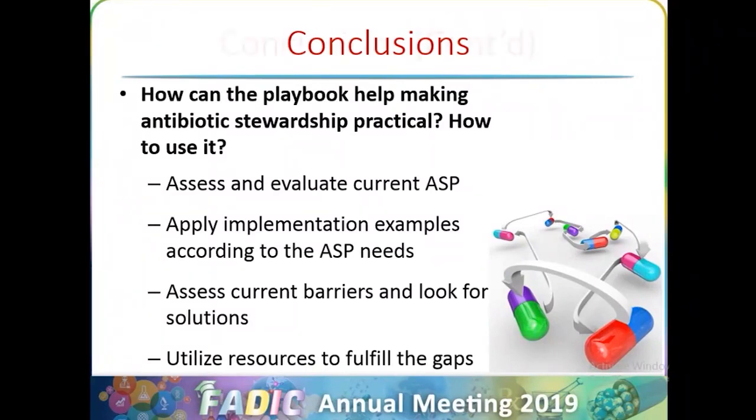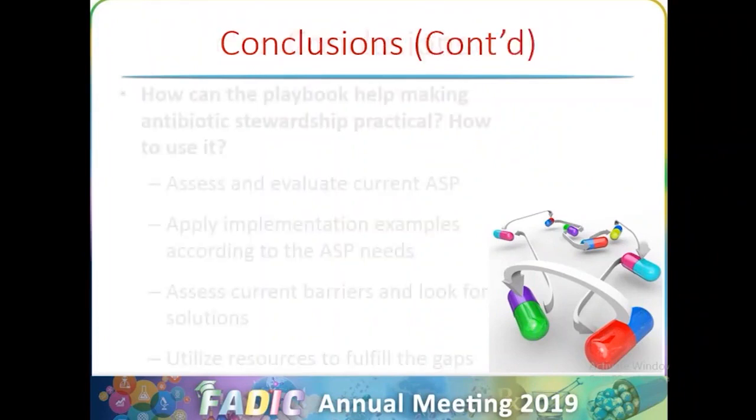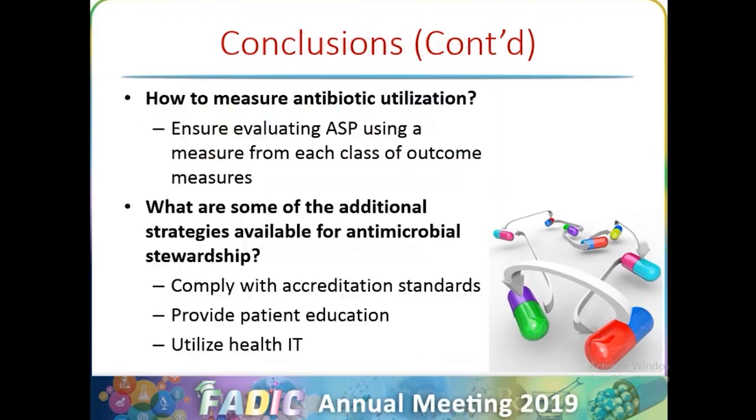And how to measure antibiotic utilization. It's important to measure antibiotic utilization in order to ensure that the antibiotic stewardship is effective, using a measure from each class that I mentioned, which included antibiotic utilization measures, process measures, outcome measures, as well as financial measures. It's important to assess the ASP performance based on at least one measure from each of these four classifications. And then lastly, what are some of the additional strategies available for antimicrobial stewardship.